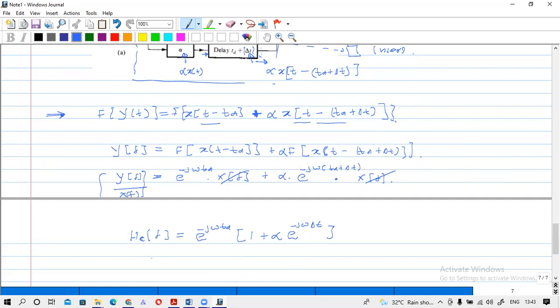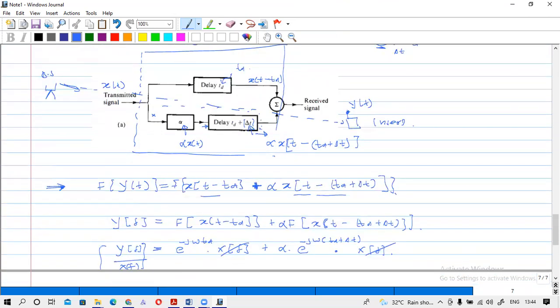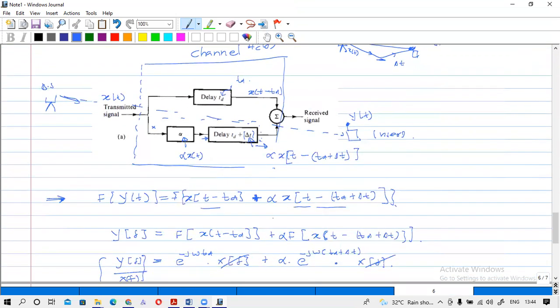So what is this? This is the channel transfer function of our question. So we have derived the transfer function for the channel. I am going to use this identity actually. So here one part I have already derived, and I have to derive the equalizer response also. So here I have an equalizer.